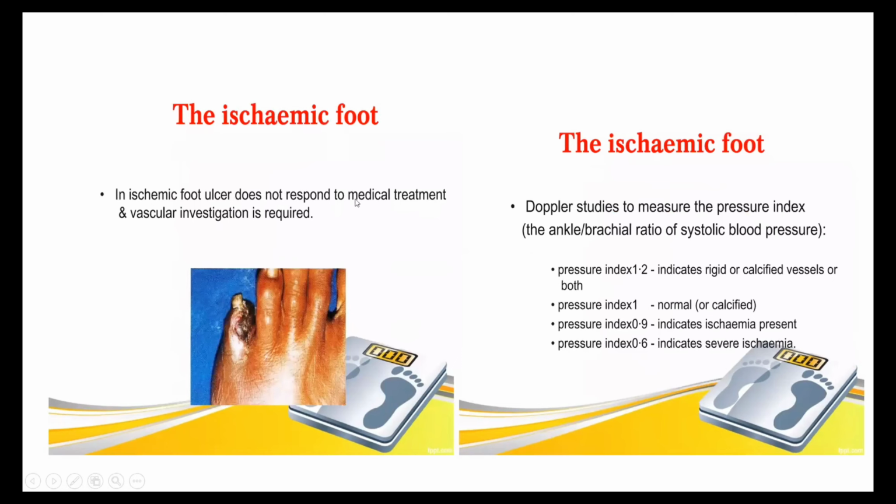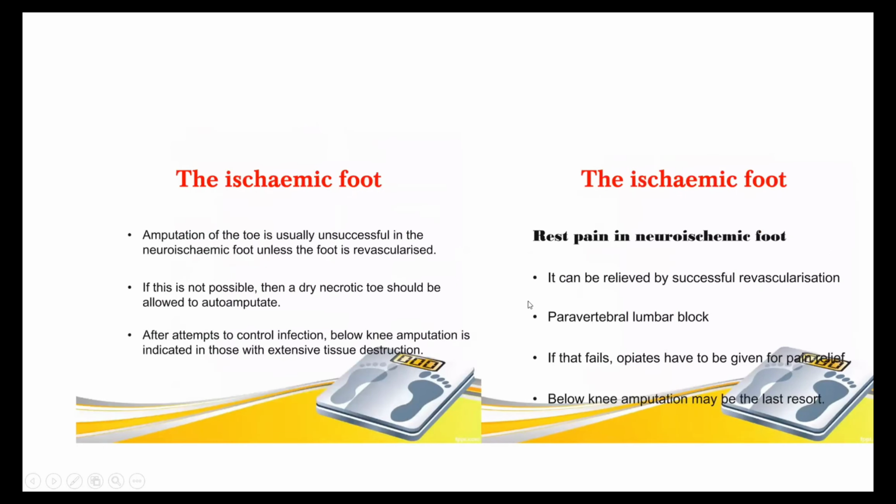Ischemic foot ulcer doesn't respond to medical treatment, and vascular investigation is usually required. Doppler studies measure the pressure index, the ankle brachial ratio of systolic blood pressure. Greater than 1.2 indicates rigid or calcified vessels or both, and 1 is normal, and 0.9 indicates ischemia present, and 0.6 indicates severe ischemia.